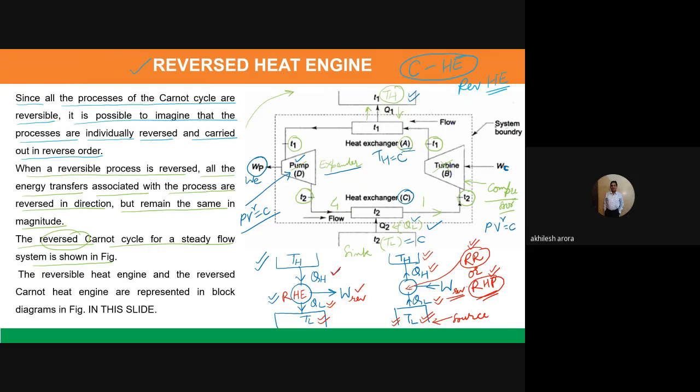So basically, when we reverse all the processes of a Carnot heat engine, and simultaneously also change the direction of the energy interactions which are taking place with the system, then we get a reversed heat engine. Okay, we get a reversed heat engine. So that you should always remember.